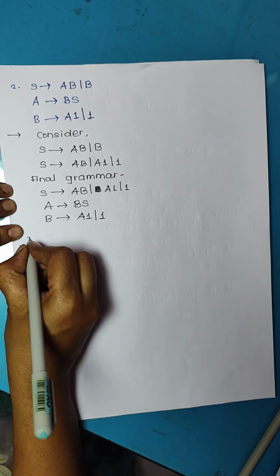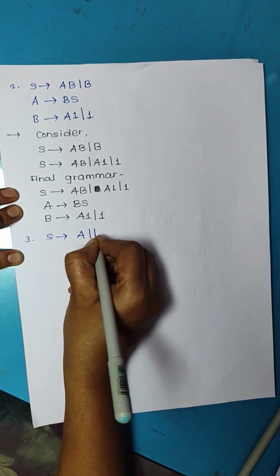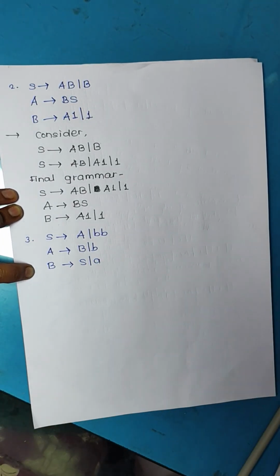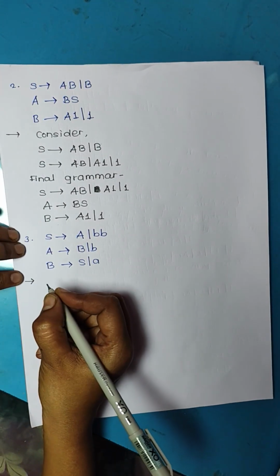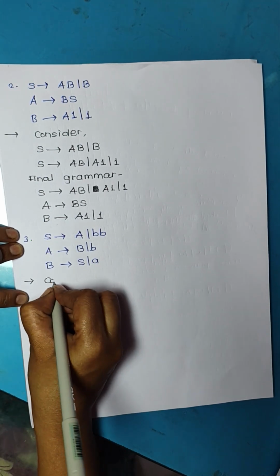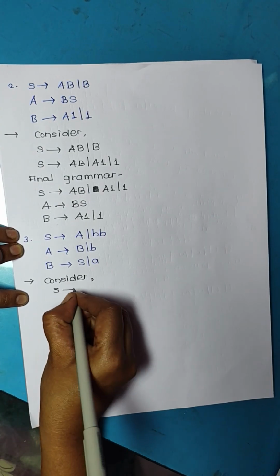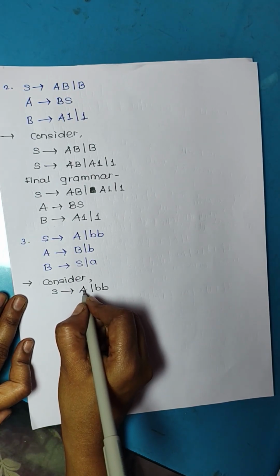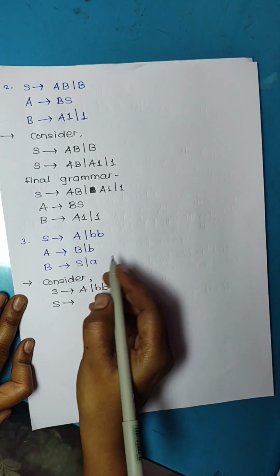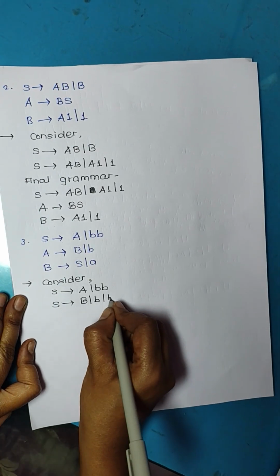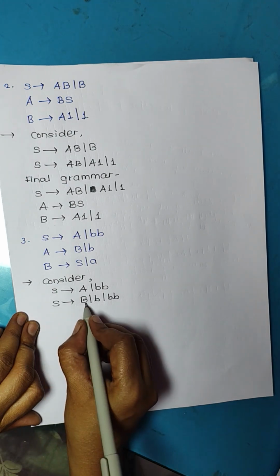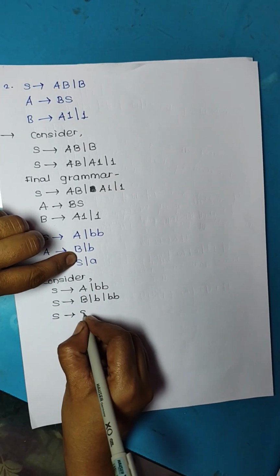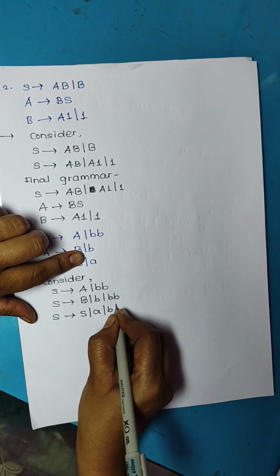Let us consider one more example: S gives A or BB, A gives B or B, and B gives S or A. Here the productions which contain a unit symbol are S, A and B. First consider the production of S: S gives A, B, B. Here we replace the production of A in the place of A. S gives the productions of A, that is B, B and B, B. After that, instead of B, we replace the productions of B, that is S and A.